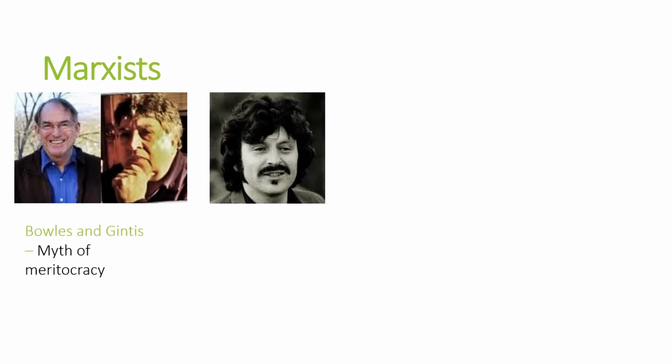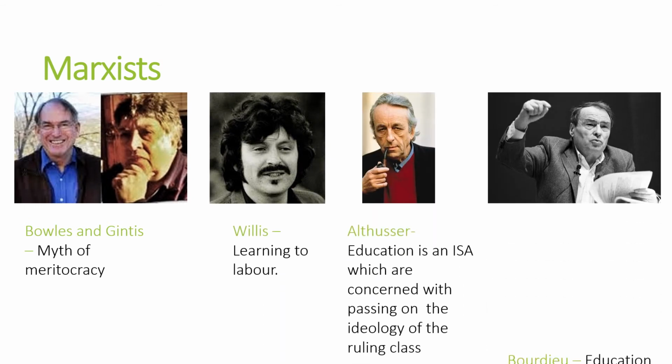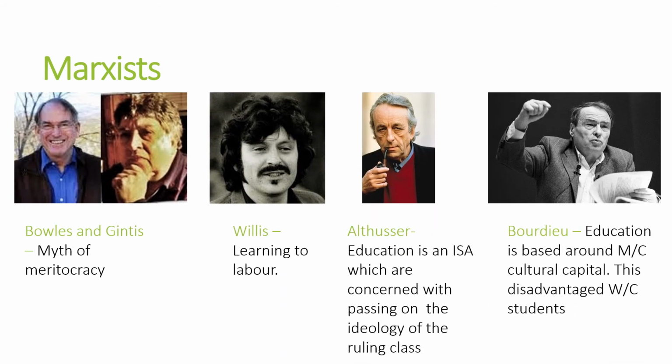The key Marxist thinkers, there's quite a few of them here. We have Bowles and Gintis, who talk about the myth of meritocracy. We're told that we are all equal, treated fairly, we can all achieve, and that's not the case. Willis talks about learning to labour, an interactionist approach to studying working class lads and their expectations and opportunities. Althusser talks about ideological state apparatus, or ISAs, and then Bourdieu. Bourdieu is really good because he talks about cultural capital and habitus, and he has a lot of connections to differential achievement and class, which you'll see later.